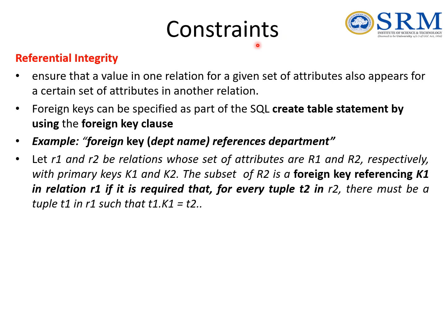Coming to referential integrity, we know about the primary key and we know about the foreign key. The foreign key refers to the attribute that is in the primary table. Here, I create a table statement by using the foreign key clause: foreign key department name references department. Department is the table that has an attribute with the department name.